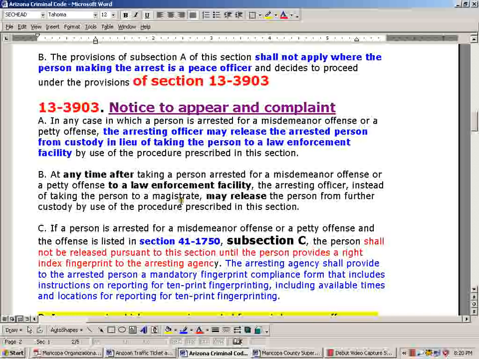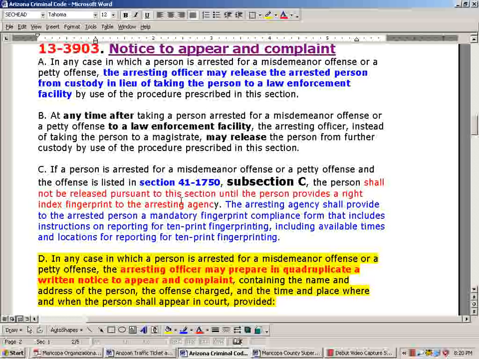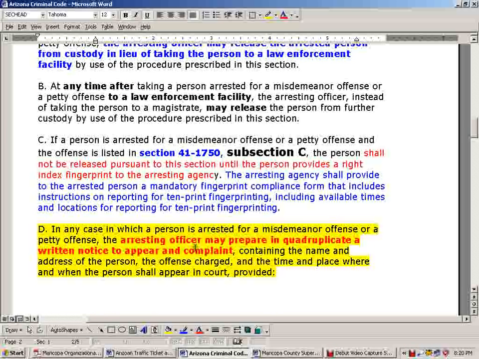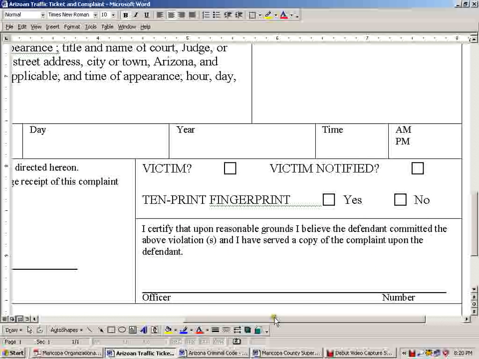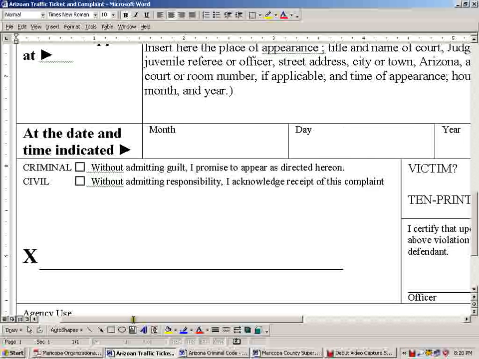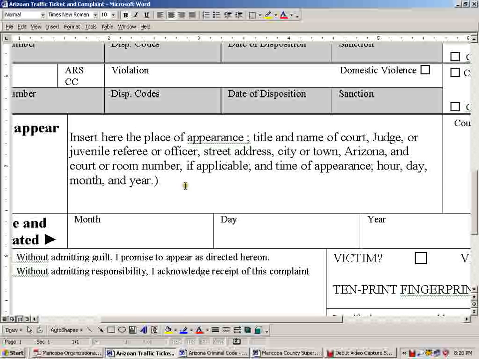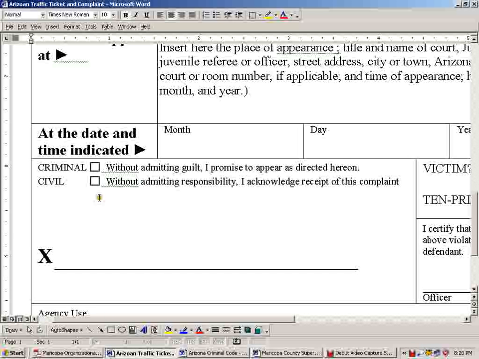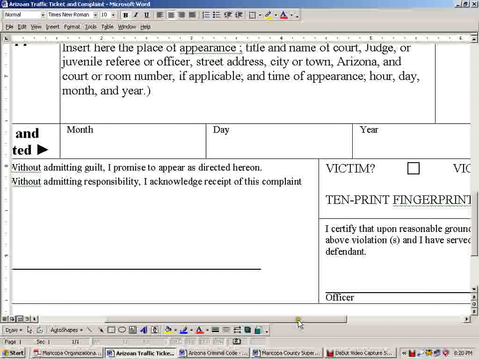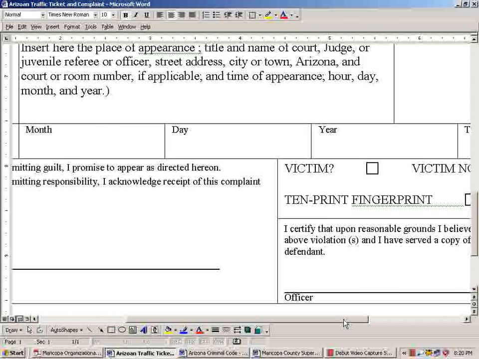So what happens with this piece of paper, right, is they turn this that should be a ticket into a promise to appear. Insert here the place of appearance, title, name, judge, right? So you're going to promise to appear. But they're calling it a complaint, right? But it's not a sworn complaint. For it to be a complaint, it had to be sworn to.